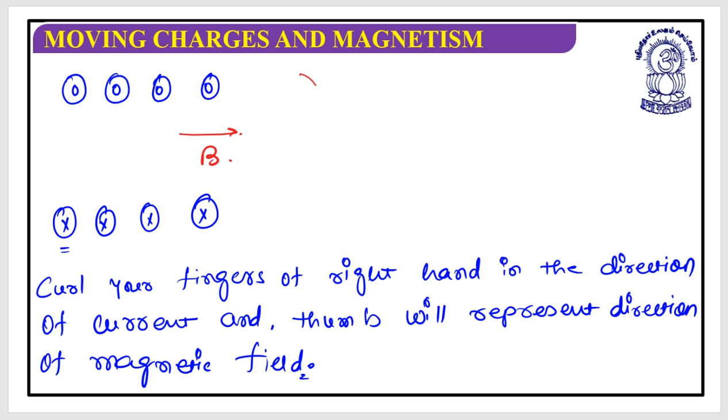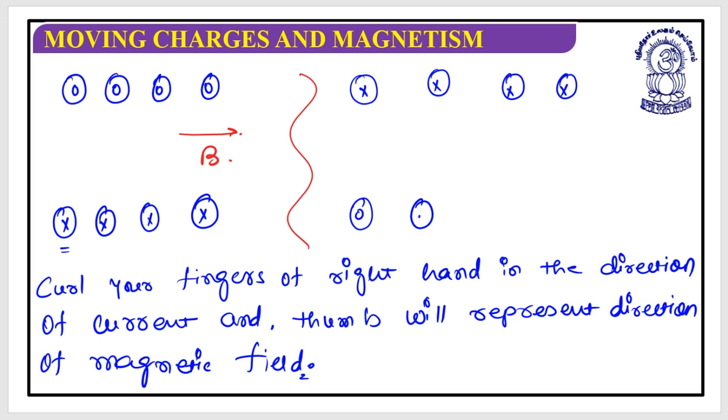Now let's suppose the situation is like this: from the upper side current is moving downward, and from the bottom side current is moving outside the plane. So if you again use your right hand and curl your fingers such that current is moving inside the plane of the paper from the top side, then the thumb will represent the negative x direction.